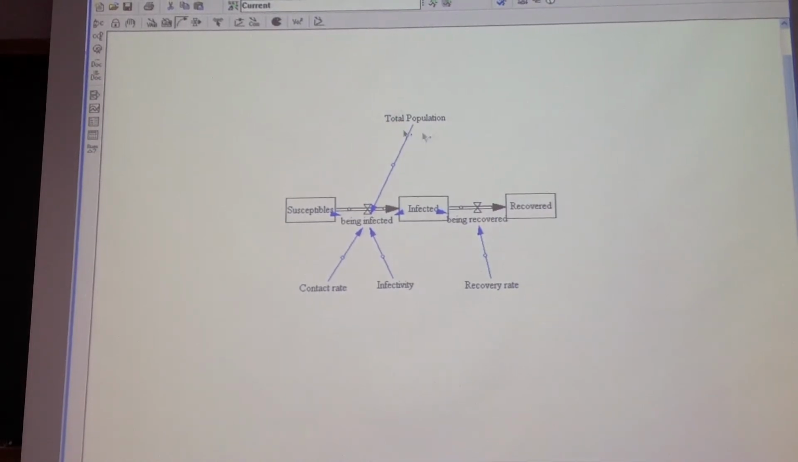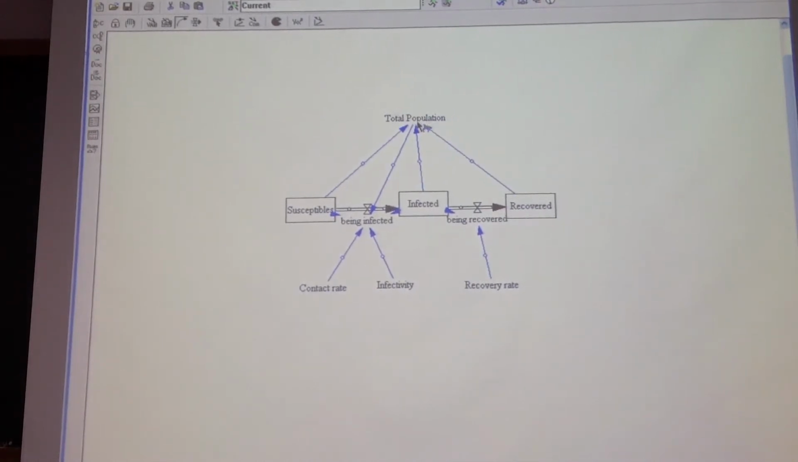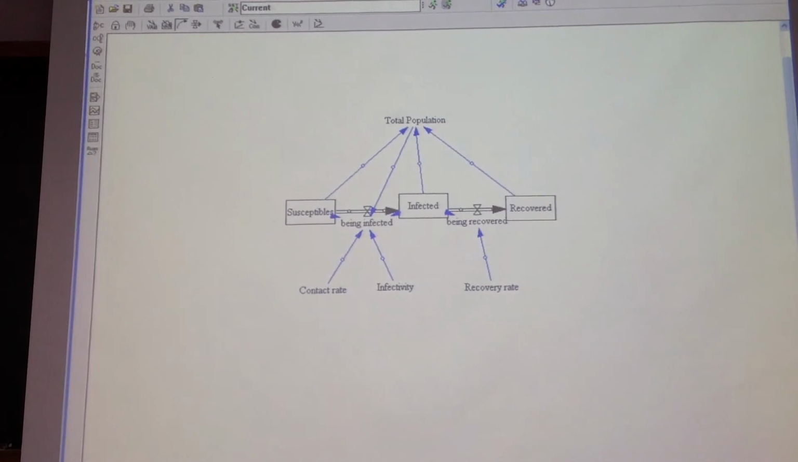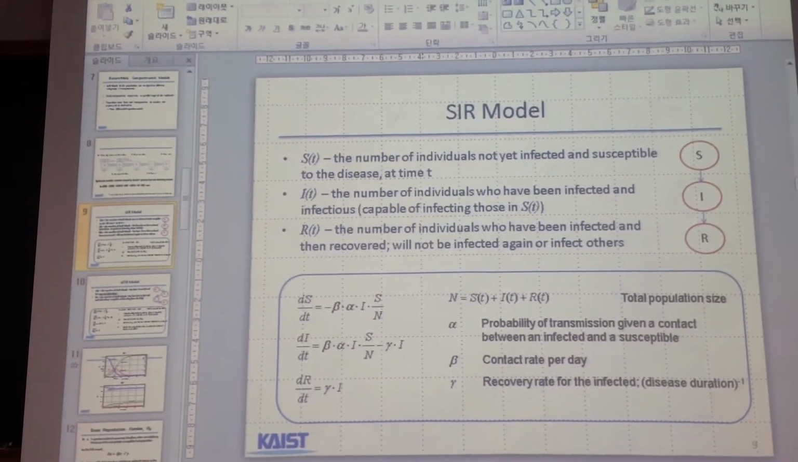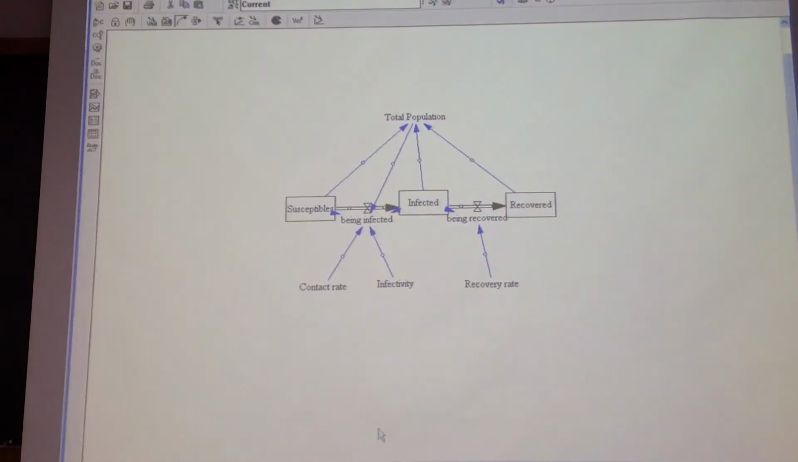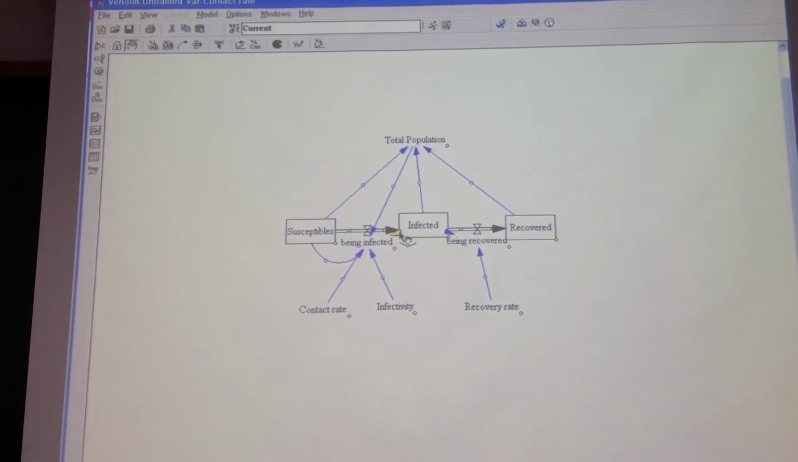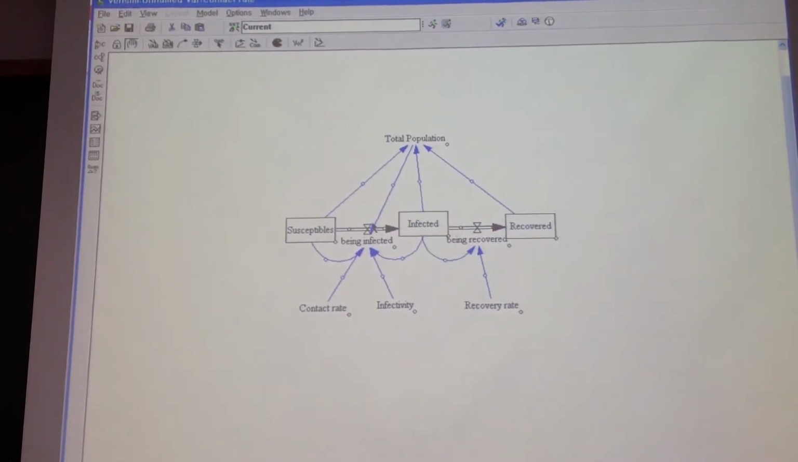And last one, I know the total population is a function of S, I, and R. Okay. So I just make the connections to indicate the functional relationships that I have over here. And the last step is to specify the equations that go behind this functional relationship.